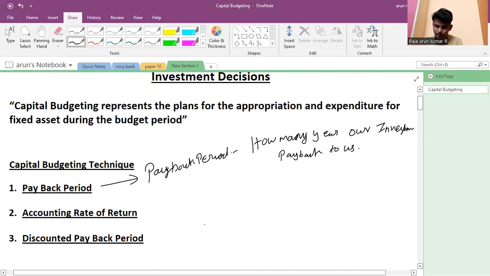Then second, accounting rate of return, in short we call it ARR. ARR means how much percentage of profit in the particular period.